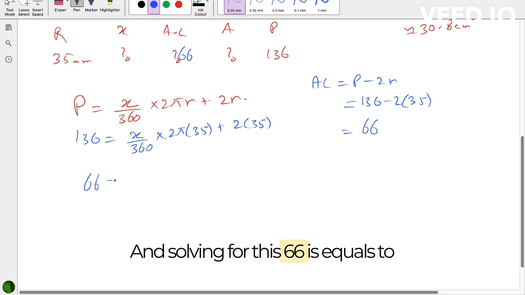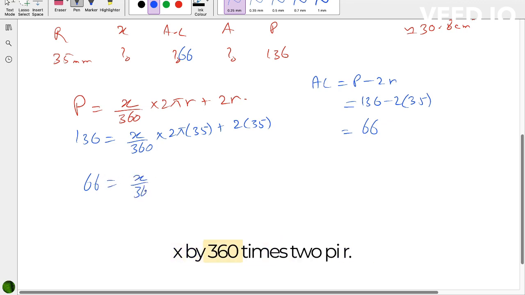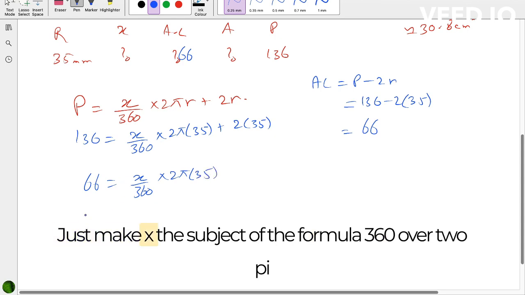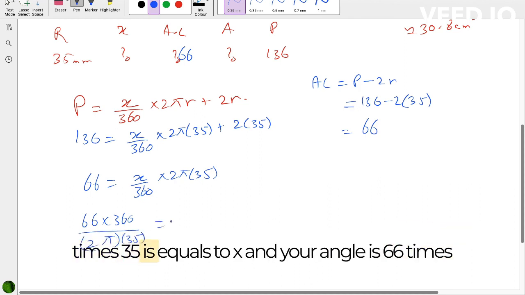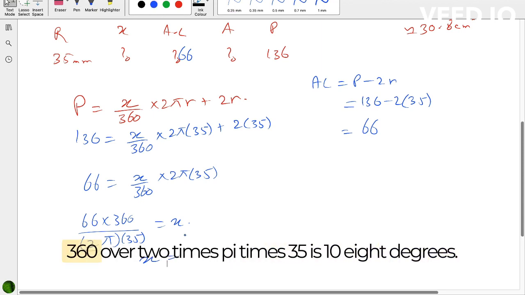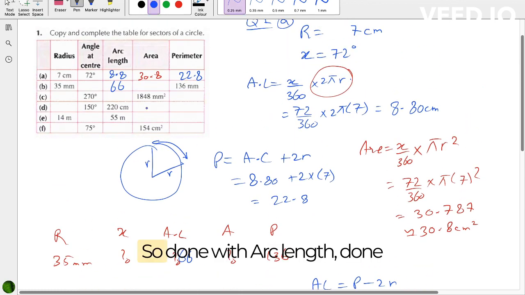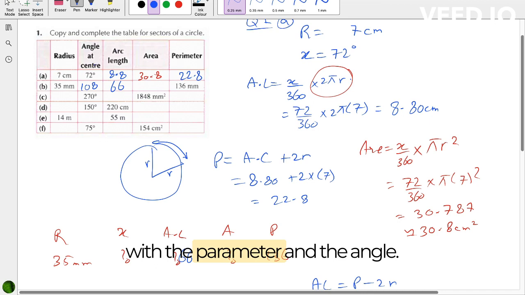And solving for this, 66 is equal to x by 360 times 2 pi r. Just make x the subject of the formula. 360 over 2 pi times 35 is equal to x. And your angle is 66 times 360 over 2 times pi times 35, which is 108 degrees. So done with arc length, done with the perimeter and the angle.